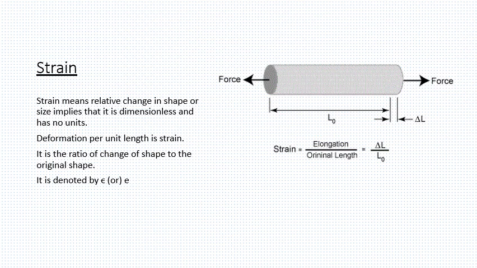Strain is the relative change in shape or size of a particular solid member with respect to its original dimension. So there is no unit for strain. We can say that strain means change in length divided by original length of a material after applying forces.